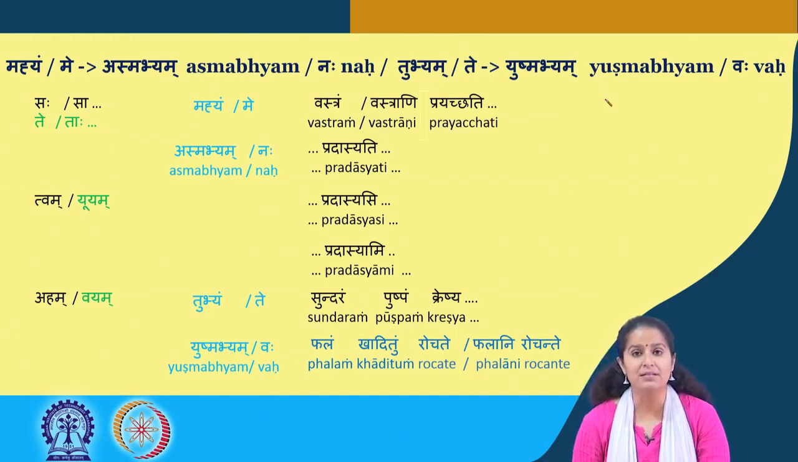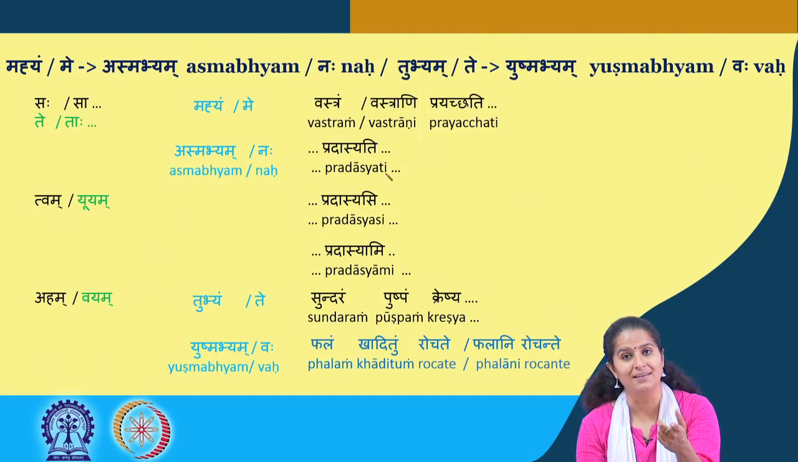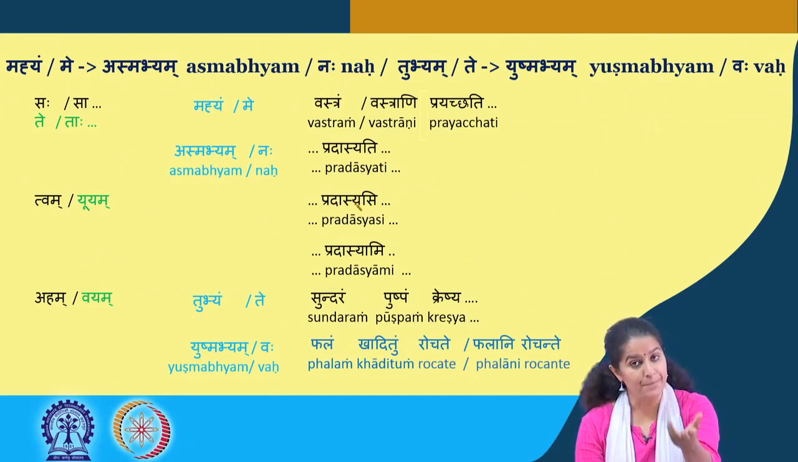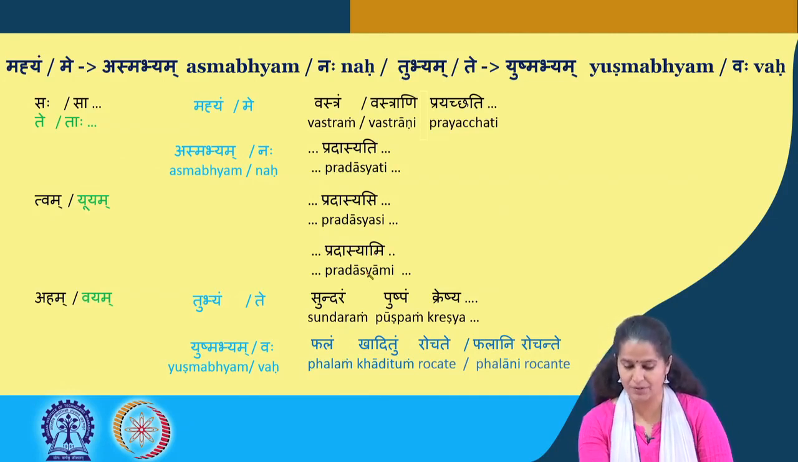I have also given these set of verbs to you, because there is a little something to learn there. So when you say prayachati, in the future it becomes pradasyati. Okay, and then the conjugation that you already are familiar with. So pradasyati, tvam pradasyasi, aham pradasyami, and permutations and combinations there with vastram, or you can fill it up with whatever you want there.